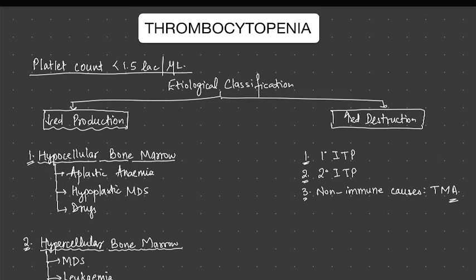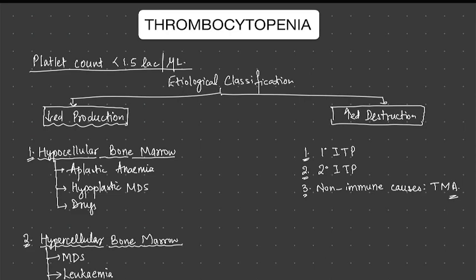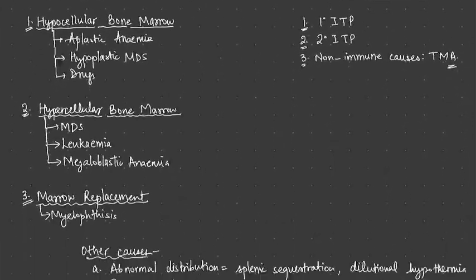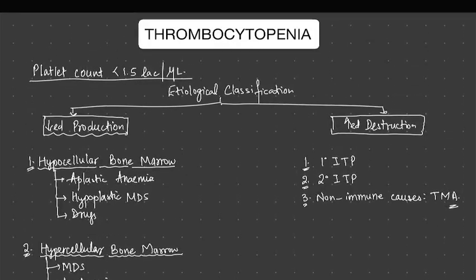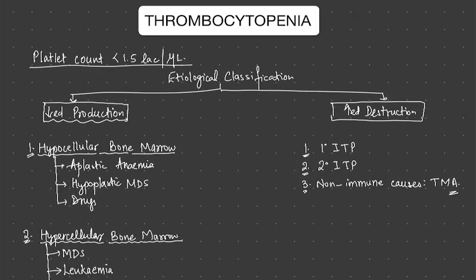Okay, in this video, we will be discussing thrombocytopenia, its etiological classification, and then its approach. So, let us start with thrombocytopenia. What is thrombocytopenia? Platelet count less than 1.5 lakh per microliter is thrombocytopenia. What are the different etiologies of thrombocytopenia?